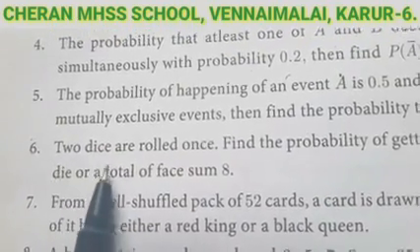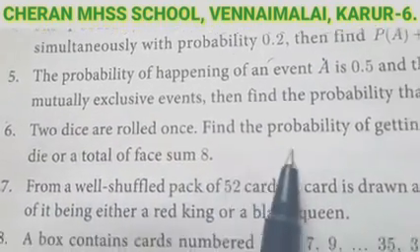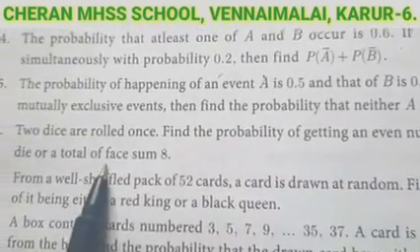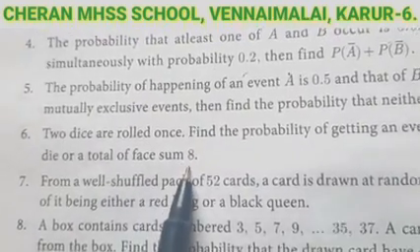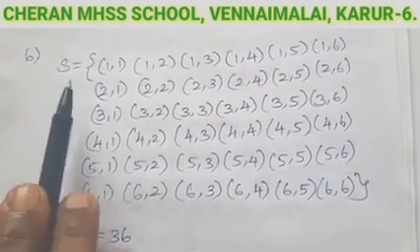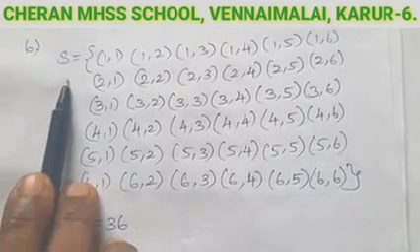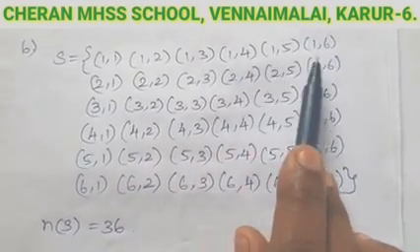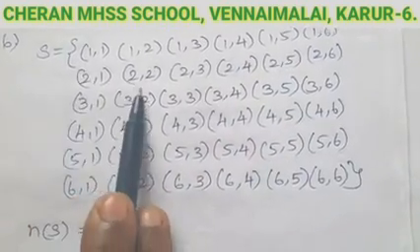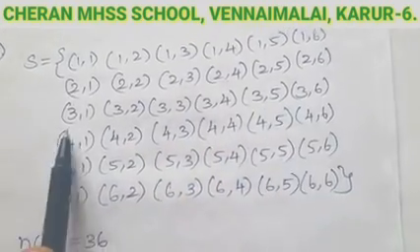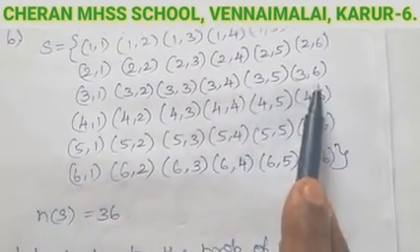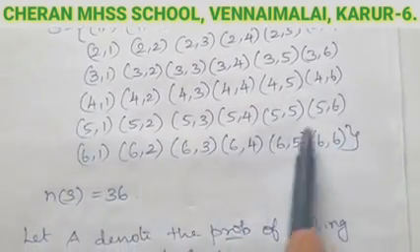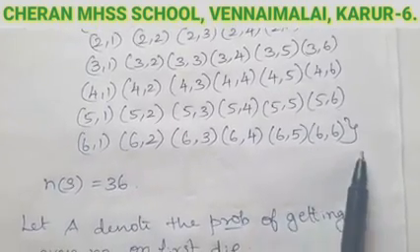Sum number 6. 2 dice are rolled once. Find the probability of getting an even number on the first die or a total of face sum 8. Solution. Sample space we write. When 2 dice are rolled, the sample space is 1,1; 1,2; 1,3; 1,4; 1,5 and 1,6. 2,1; 2,2; 2,3; 2,4; 2,5; 2,6. 3,1; 3,2; 3,3; 3,4; 3,5; 3,6. 4,1; 4,2; 4,3; 4,4; 4,5; 4,6 and so on. We write up to 6,6.